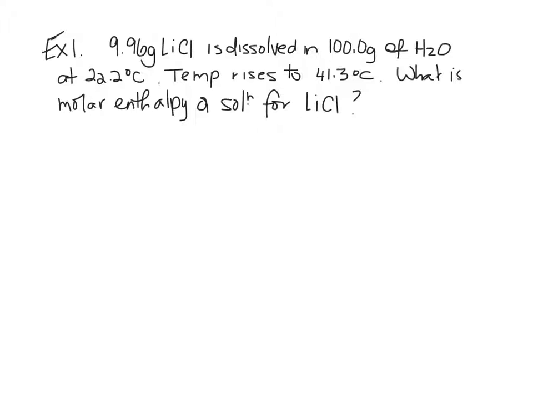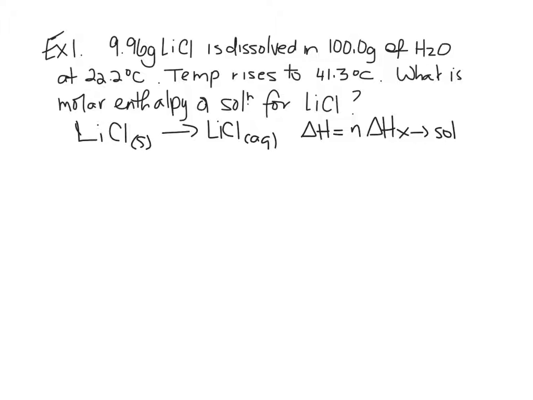So here's an example for the first type of calorimetry questions. 9.96 grams of lithium chloride is dissolved in 100 grams of water. So the system is lithium chloride solid dissolving into a solution. There's your system. So delta H equals n delta H_x, where delta H_x is delta H solution for lithium chloride.